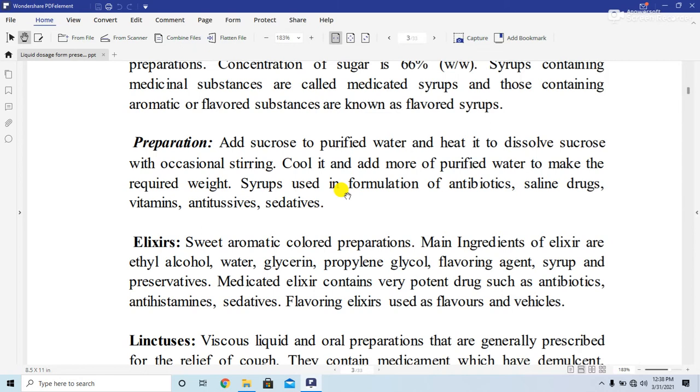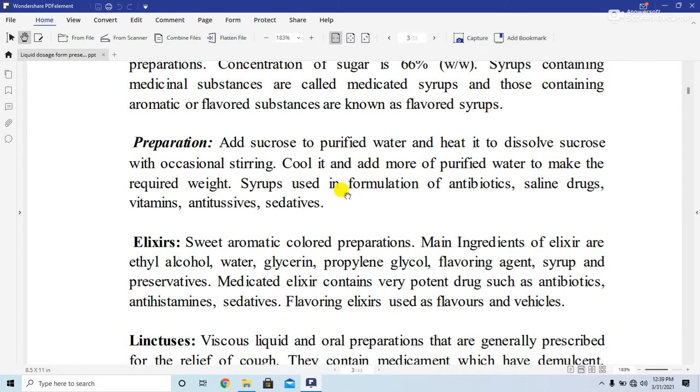But sometimes, as usually, if you are going to design or prepare any dosage form on commercial scale, it needs heavy machines and equipment, and it will take a long time. While in case of extemporaneous preparation or small scale preparation, it is the method which I have explained about the syrup preparation on small scale.